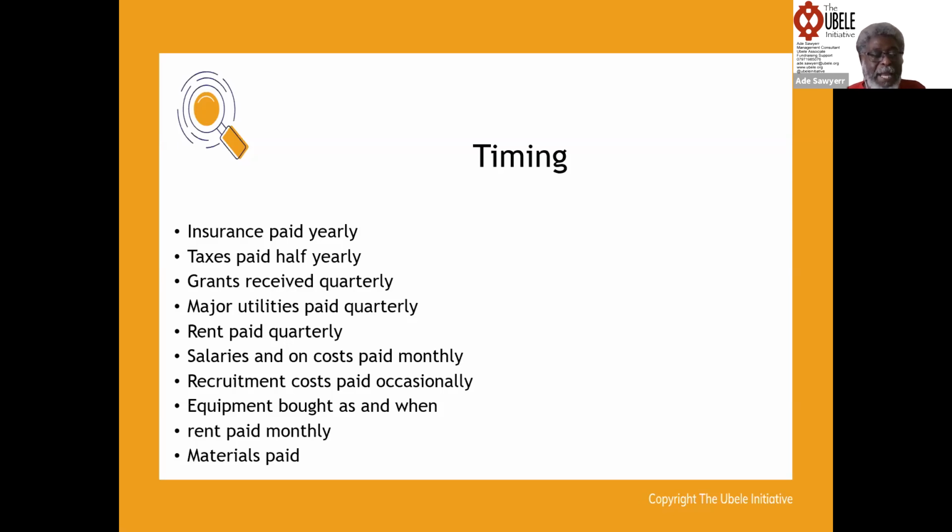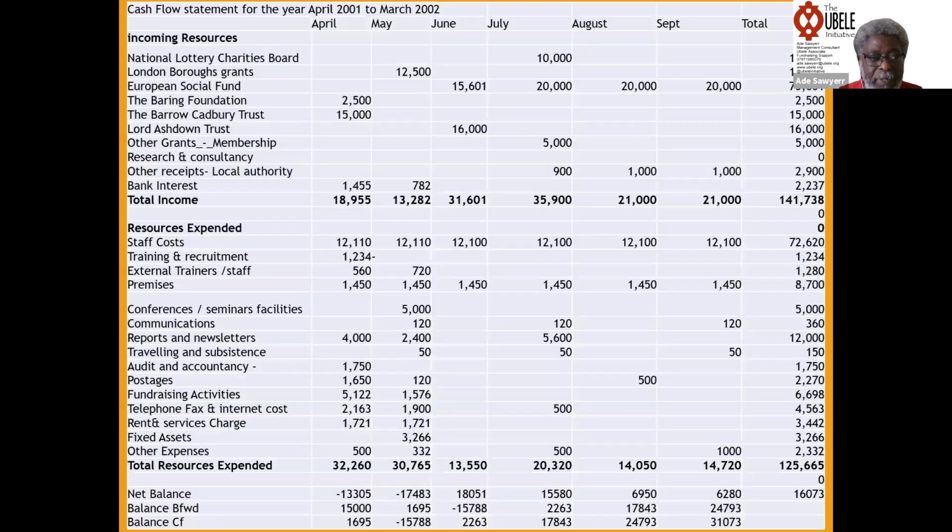We normally pay salaries on a monthly basis. If we have a consultant in, we pay them as and when. Occasionally, we pay recruitment costs when employing people, and we buy equipment once and probably not for some time to come. And in most cases, when we purchase materials, we are allowed maybe 30 days in terms of an invoice to pay them.